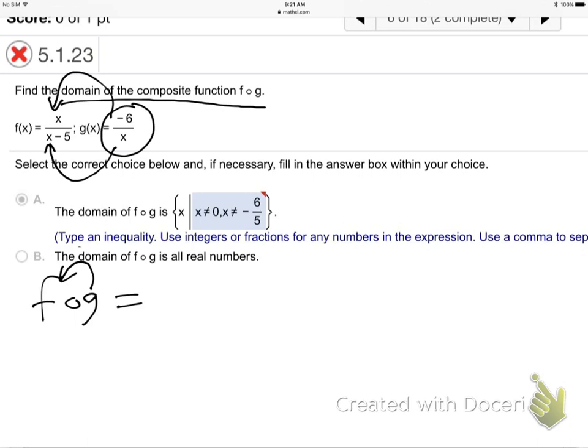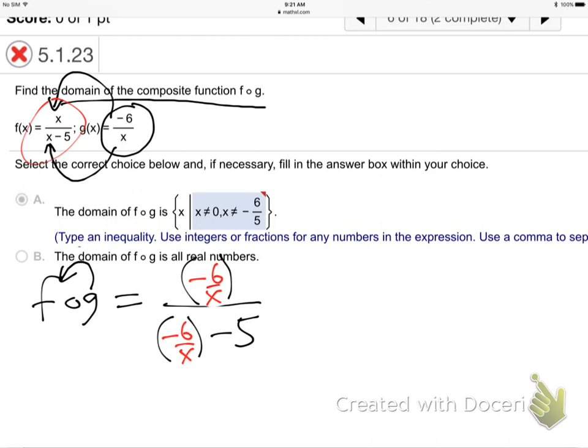So let's do that. So here we go. It's going to be something on the top and -5 on the bottom. Is that good so far? So I'm going to put -6 over x, -6 over x. Does that make sense what I did? I just stuck all of g into the 2 input slots of f. See how that was the setup of f? Something on the top, -5 on the bottom. That's what f's setup is. Okay, so we get that.